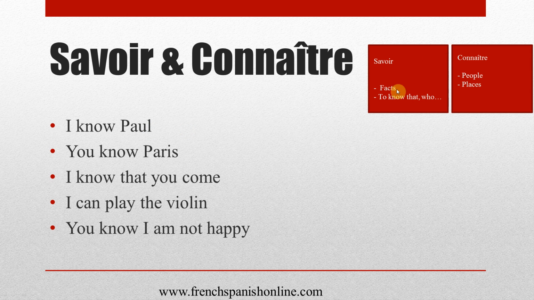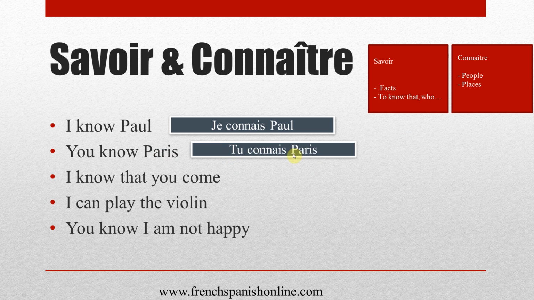I know Paul. Paul is a person, so we need the verb connaître. Je connais Paul. You know Paris. Paris is a place, again. Tu connais Paris. I know that you come. Here there is a clause, so the verb savoir. Je sais que tu viendras.